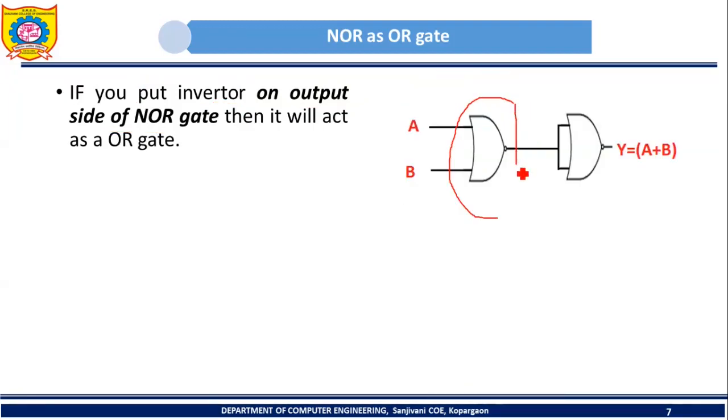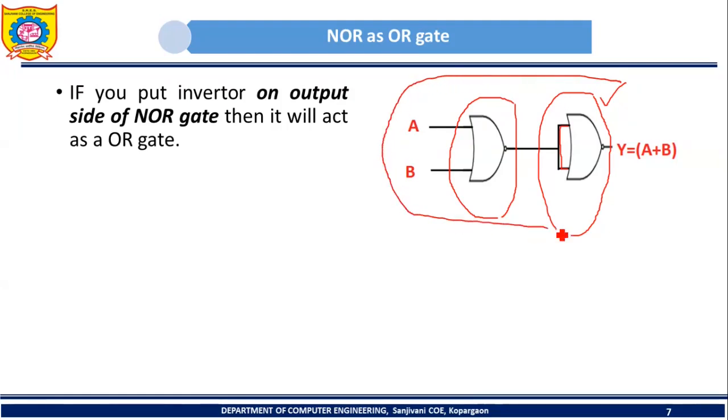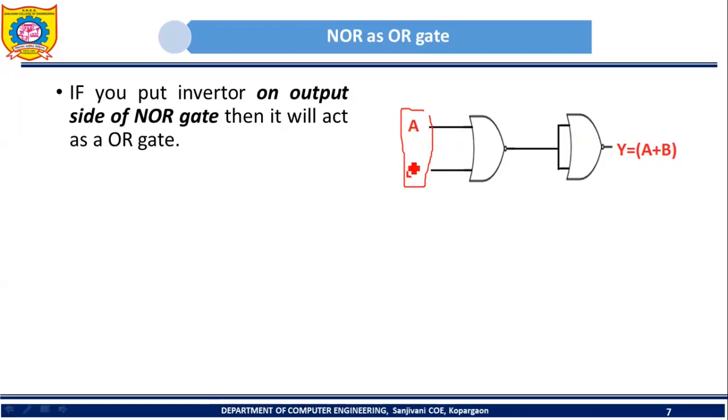Here first of all, you can see one NOR gate, and that NOR gate is followed by another NOR gate. So tell me whether this second NOR gate will act as inverter. So see here, both inputs of this second NOR gate are connected together. So can I say that this second NOR gate is inverter? Yes. So what we did here, we put one inverter on output side of NOR gate. So these two NOR gate in combination are going to act as OR gate. So here if input is A and B, what will be the output of this circuit?